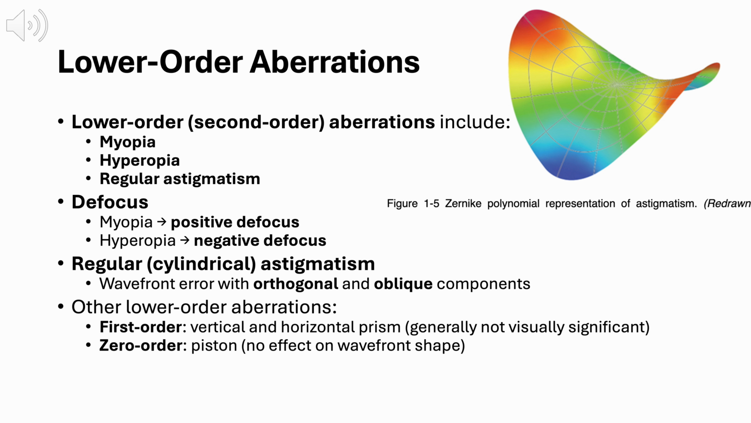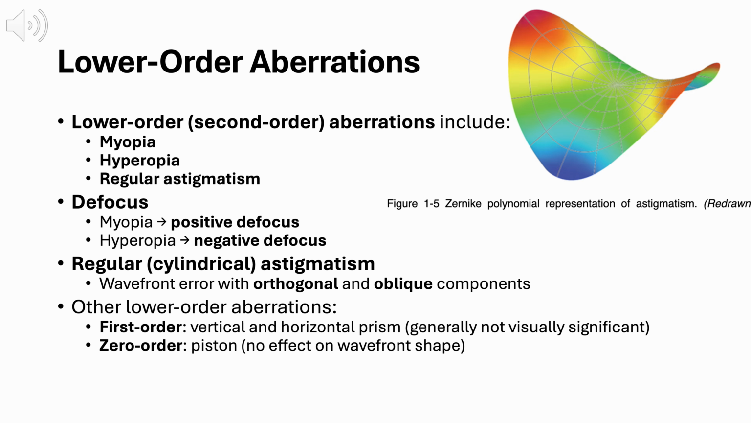Now we'll focus on lower-order aberrations, which are the second-order aberrations and make up the bulk of what we correct clinically. These include myopia, hyperopia, and regular astigmatism. In wavefront terms, myopia and hyperopia are both forms of defocus. Myopia corresponds to positive defocus, meaning the wavefront is too steep, while hyperopia corresponds to negative defocus, meaning the wavefront is too flat. Regular or cylindrical astigmatism occurs when the wavefront has different curvature in different meridians. This is represented by orthogonal and oblique components, which together describe the familiar bow-tie pattern seen on topography and wavefront maps.